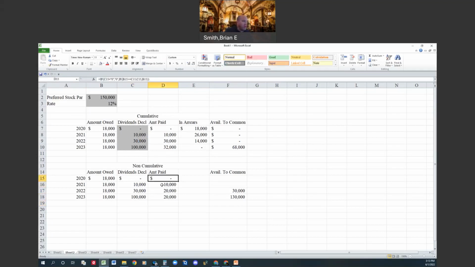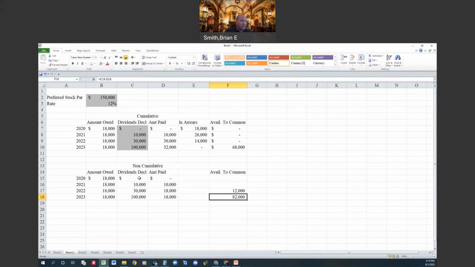But bottom line is we're paying out 10,000 here to the preferred. We don't have any in arrears, so this one's going to be 18,000. And then this one's going to be 18,000. It's going to leave available to the common stock here. See, I got to change this. There. So I didn't finish the non-cumulative one, but the non-cumulative is easy.